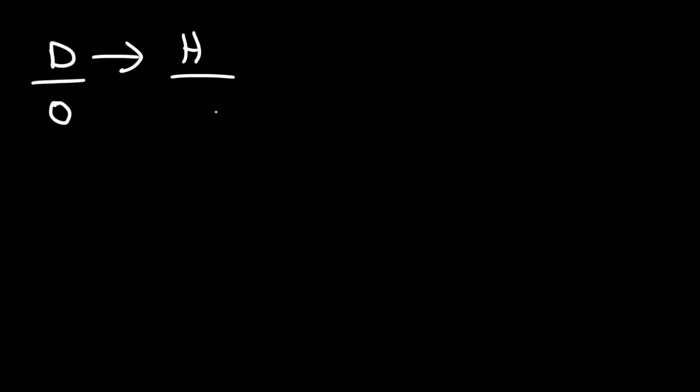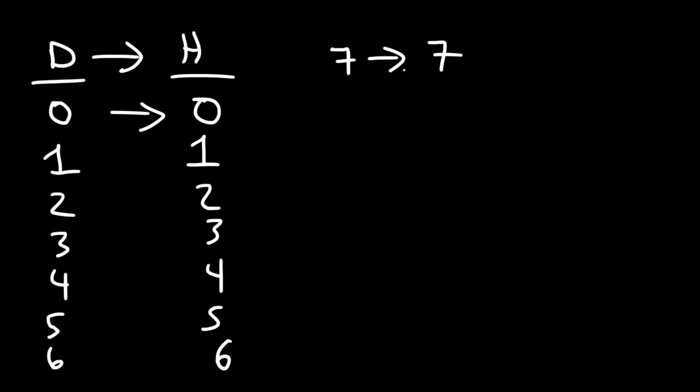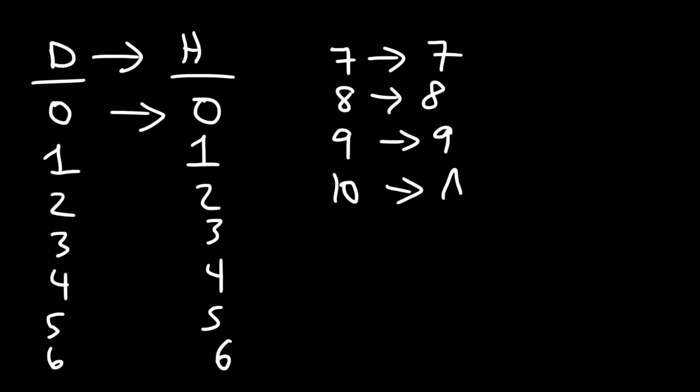A decimal value of 0 corresponds to 0 in the hexadecimal system. 1 corresponds to 1, 2 corresponds to 2, and so forth, all the way to 9. So 7 corresponds to 7, 8 corresponds to 8. Now once you get to 10 in the decimal system, that's A in the hexadecimal system. 11 corresponds to B in the hexadecimal system.